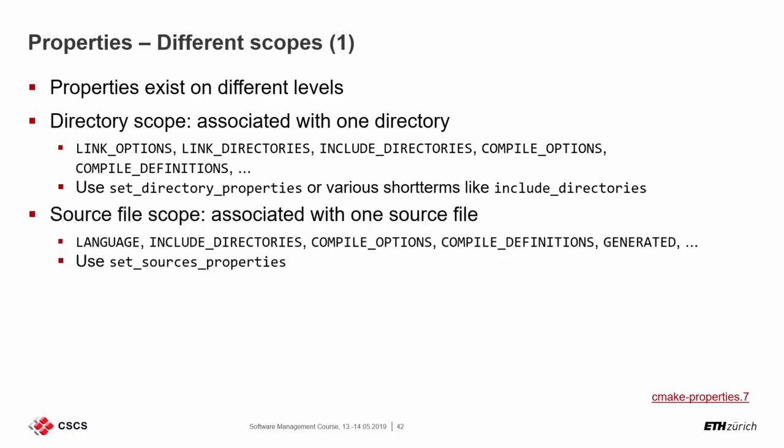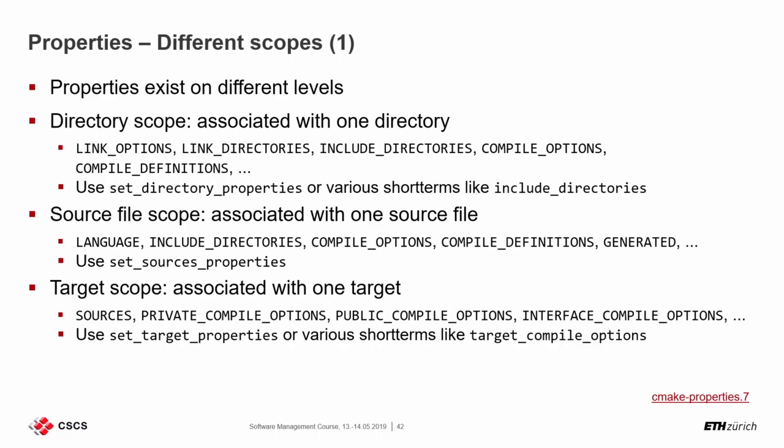Another scope is a source file scope that you can set with set_source_files_properties. And also there, you can specify all of those things like include directories or compile options or compile definitions or whatever. You can set them for each source file separately, or you can set them for all targets in a directory. And the third scope is the target scope, which is the one that we are most interested in. So you can set a compile definition that is for all source files in a certain target. So those are the 3 most important scopes.